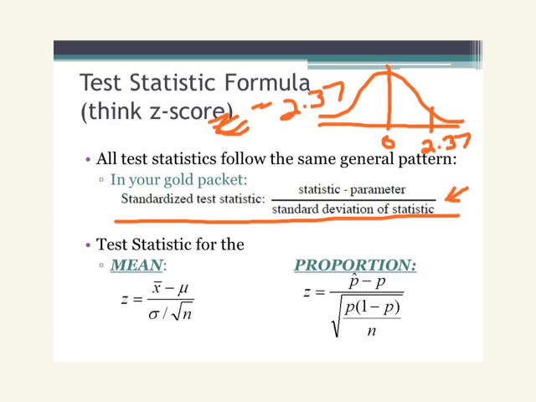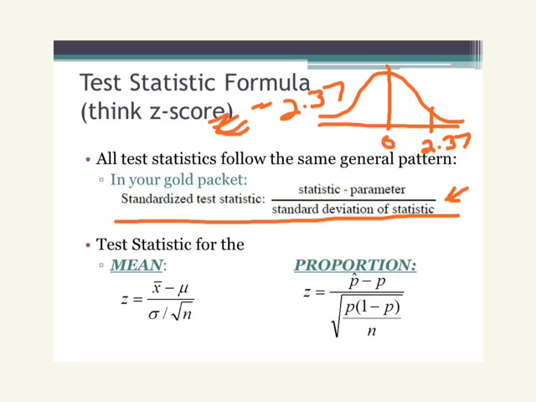So here's what the test statistic will look like for the mean. Again, thinking of a z-score, we take our statistic, which for a mean is x bar, minus our parameter, which is mu, divided by sigma over the square root of n. For a proportion, our statistic is p hat. Our parameter is p. The standard deviation is the square root of p times 1 minus p over n. So these are what the test statistics will look like specific to a mean and proportion. But notice they follow the exact same pattern: statistic minus parameter, divided by the standard deviation of that statistic.